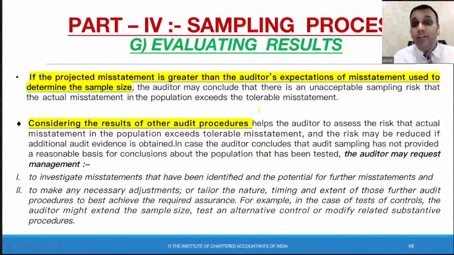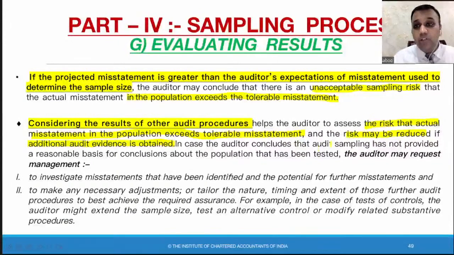If projected misstatement is greater than the auditor's expectation of misstatement, the auditor will conclude that there is an unacceptable sampling risk because actual misstatement is exceeding the tolerable misstatement. He'll resort to more extensive checking. Now, there could be a case, as we have seen in previous circumstances, that the auditor might resort to other audit procedures. How do these audit procedures help the auditor? They help in assessing the risk that actual misstatement in the population might exceed the tolerable misstatement level. The risk may be reduced if additional audit evidence is obtained. He'll do alternate procedures, additional procedures.